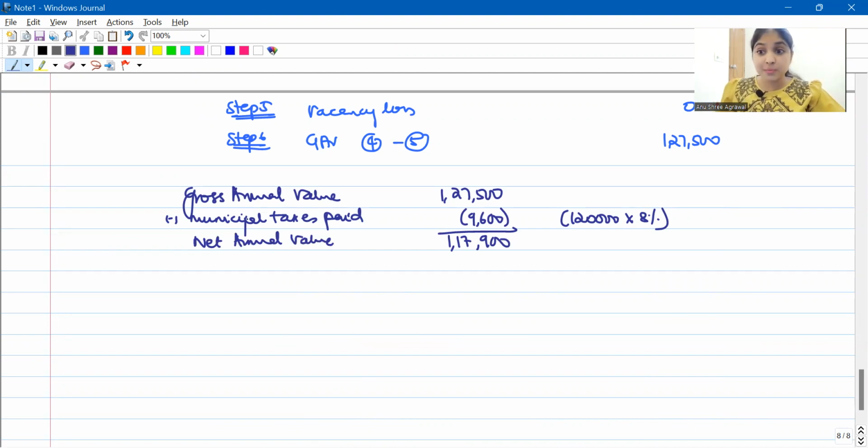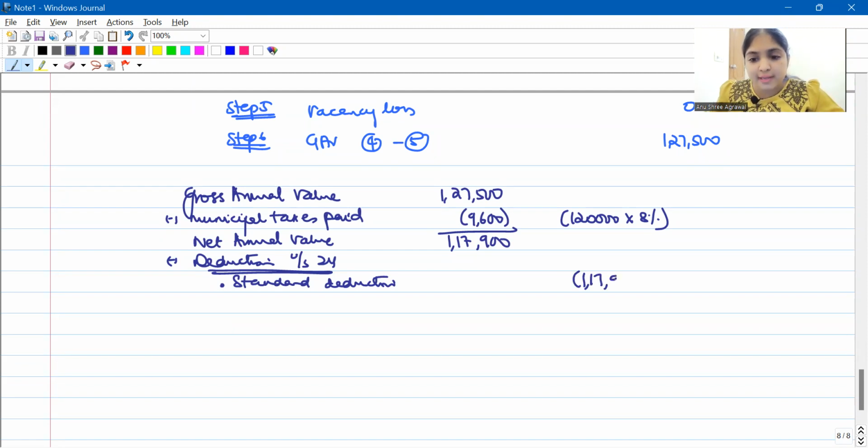Right, guys? From this, what do we subtract? We subtract deductions under section 24. How many deductions will we have? 2. Number 1, we will have standard deduction, and standard deduction is how much? Show the calculation. 1,17,900 into 30%. 30% of this number, which is going to be 35,370. Then one more deduction. What is the second deduction? Interest on borrowed capital. Okay.